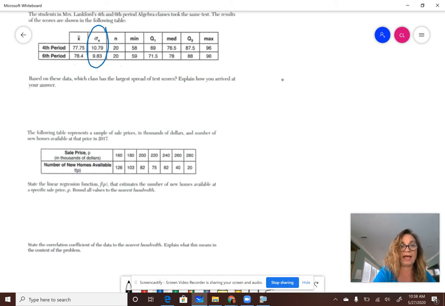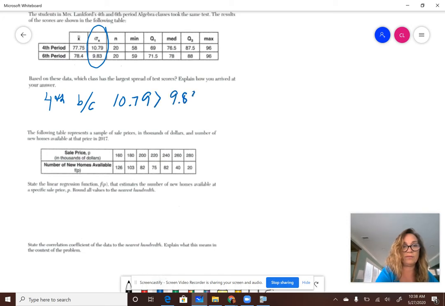So which one has the largest spread? Fourth, because 10.79 is greater than 9.83. Compare standard deviation.